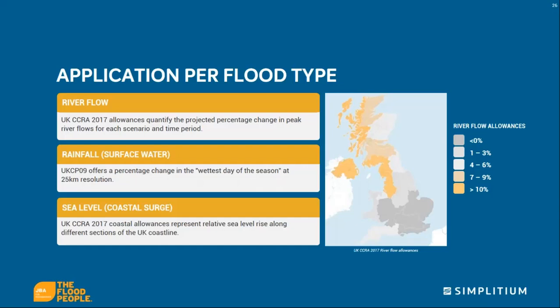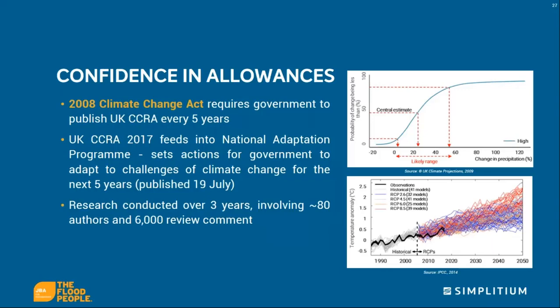Finally, for surge, we've utilised allowances for relative sea level that take into account the vertical land movement. The image on the right is an example of the river flow allowances taken from the UK climate change risk assessment for each river basin or catchment, expressed as a percentage change to the peak river flow. And this should hopefully just give you an indication of where some of the changes are happening.